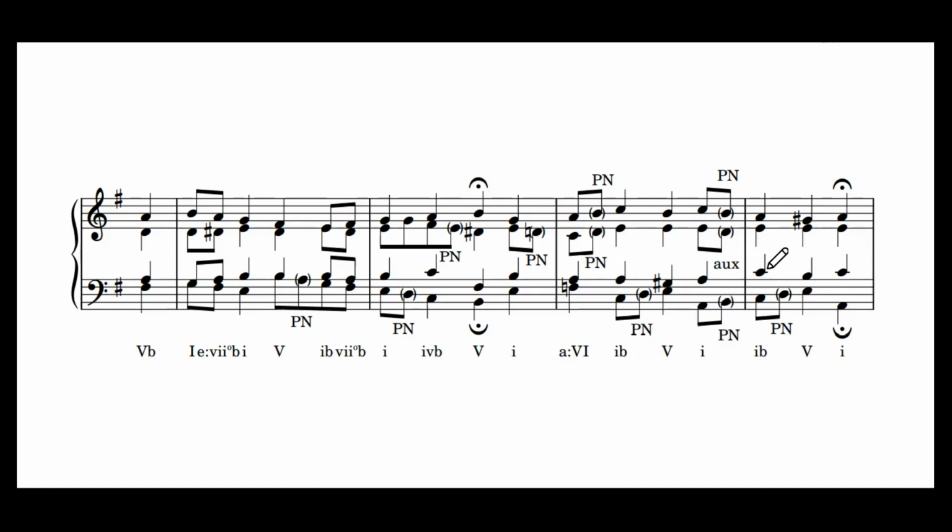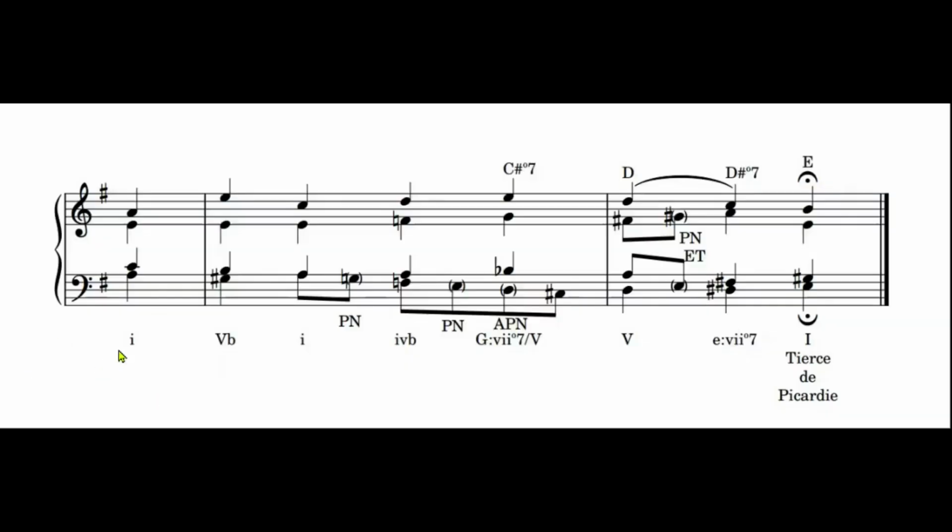And as we analyze backward, there are a couple of passing notes, but in the alto part, this D is an auxiliary note, lower auxiliary note. All right. The rest are all self-explanatory. Let's move on to the final phrase. This is the last phrase.